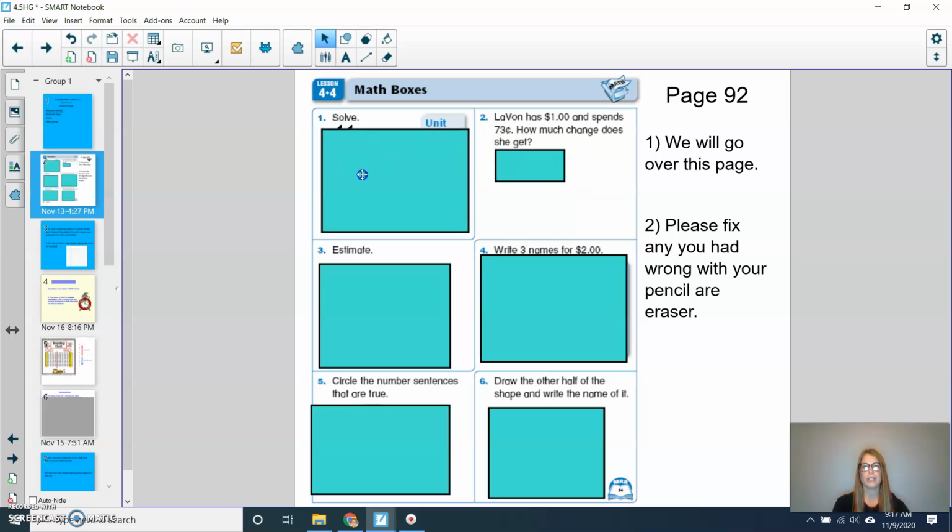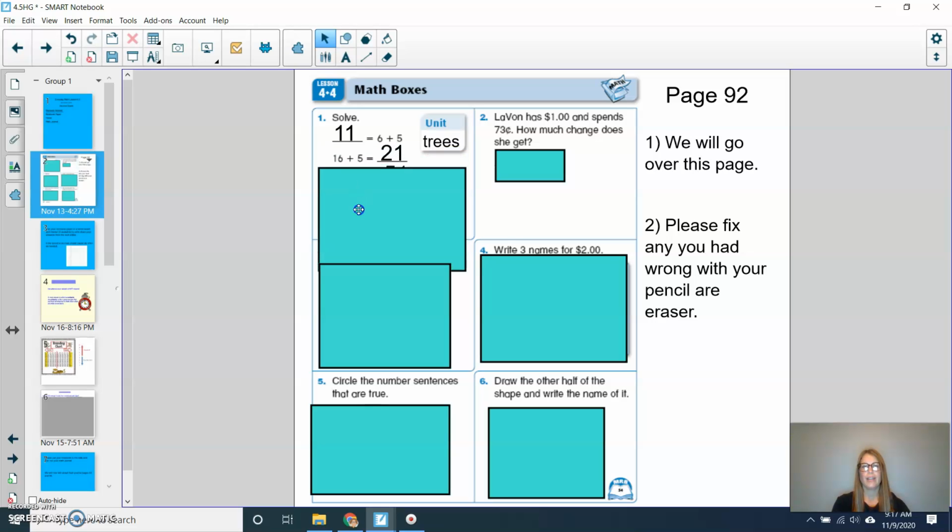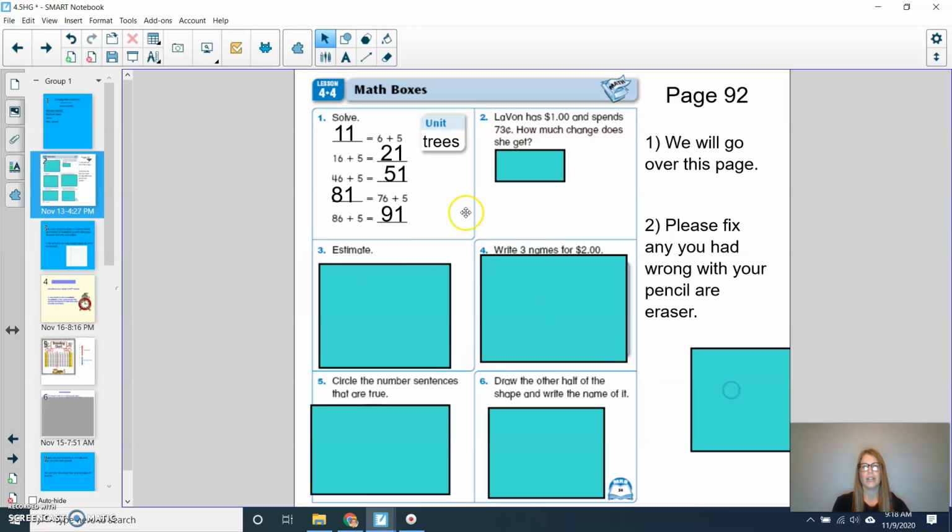So for question number 1, we're solving. So we have 6 plus 5, which equals 11. Then we have 16 plus 5, which equals 21. 46 plus 5, which equals 51, 76 plus 5, which equals 81, and 86 plus 5, which equals 91. Notice how we had 6 plus 5 in each of these problems, so our ones digit stayed the same, but it was just our tens digit that was changing throughout those problems. The unit that I chose to use today were trees.